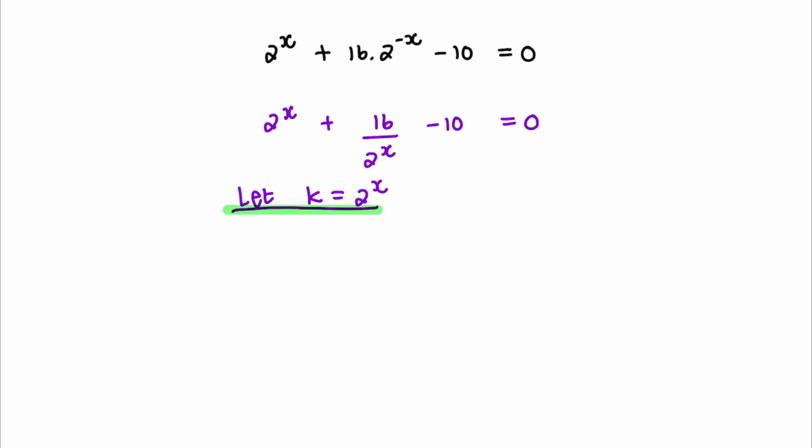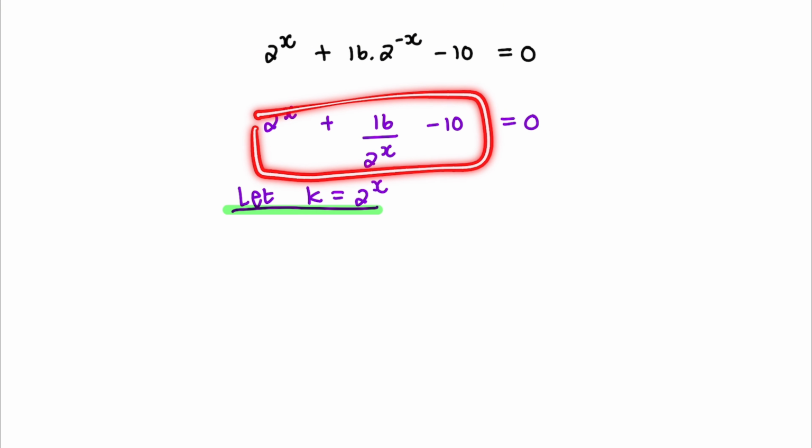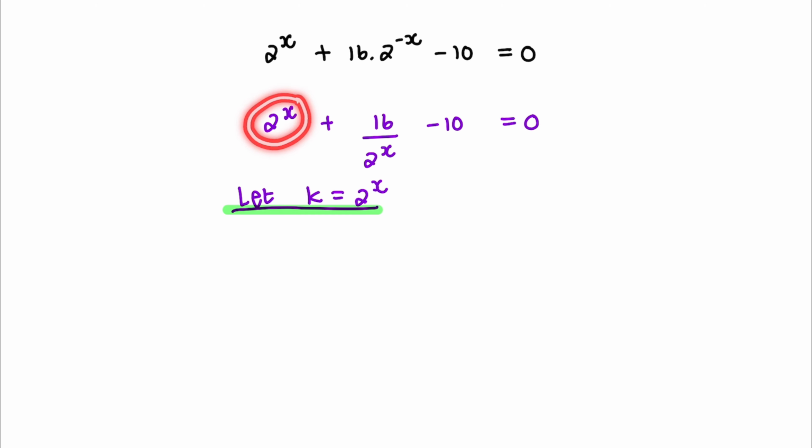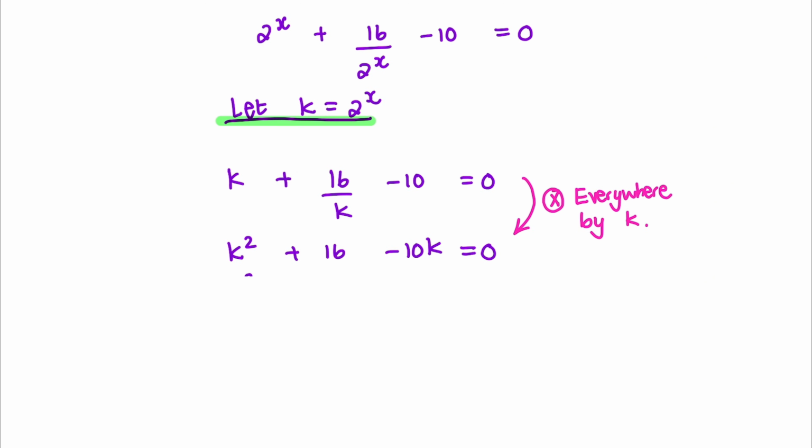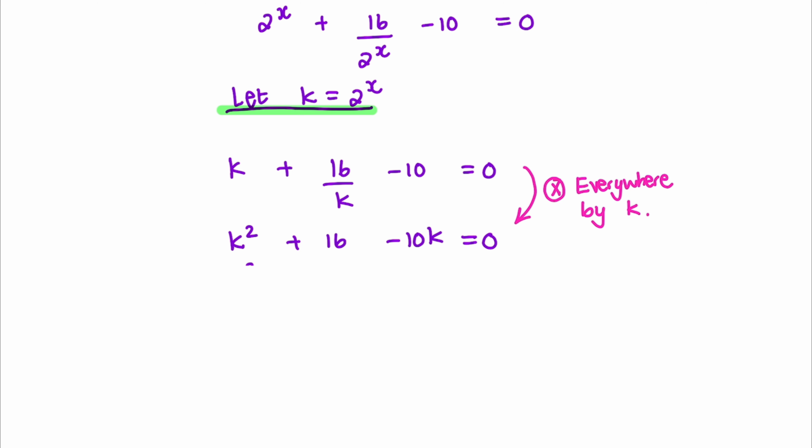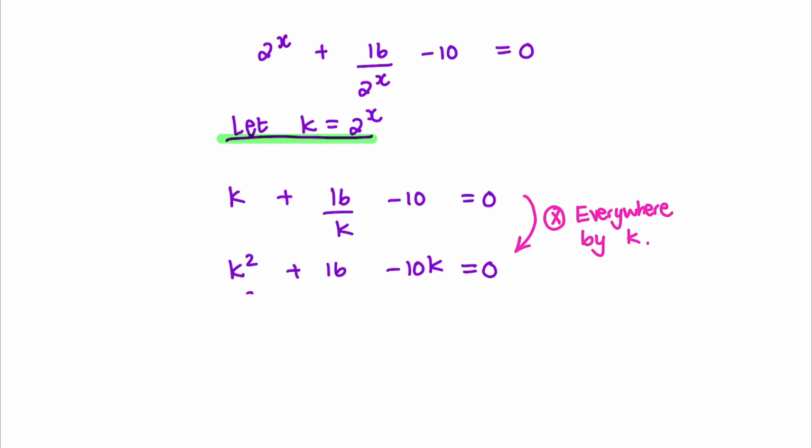Can you see now, we still have our three terms, where two of those terms have 2 to the power of x. So what I'm doing is I'm choosing to make 2 to the power of x equal to k. When I do that, the first term, which is 2 to the power of x, would simply become k. Our middle term would be 16 divided by k. And our third term would simply be negative 10, because there is no 2 to the power of x.